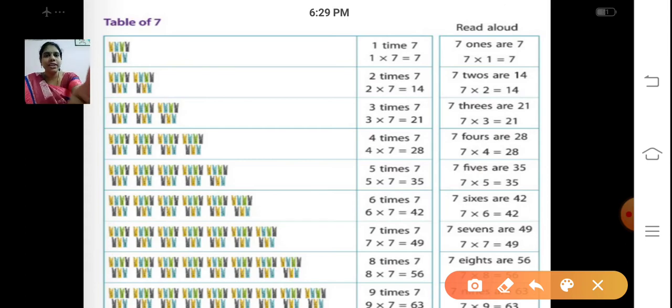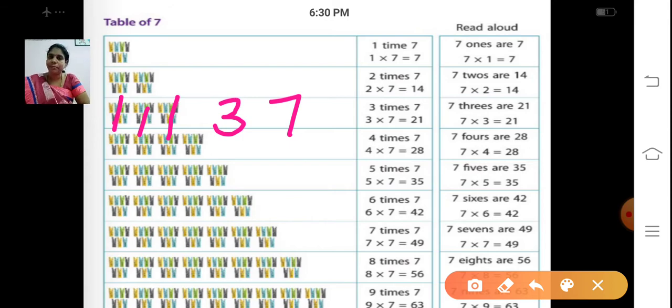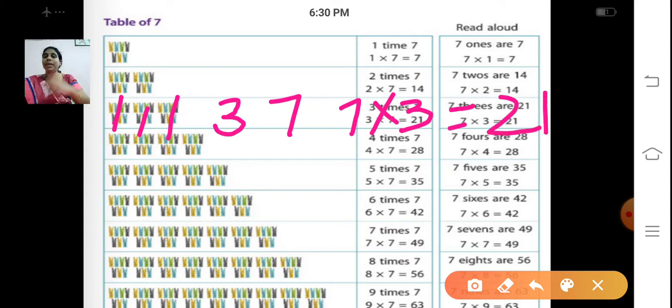Then the third one. See how many groups we have. Here we have 3 groups, right? In each group we have 7. Just count and check. So 3 times we are having 7. Add all together, 7 plus 7 plus 7. So it's 21. So 7 threes are 21. What is the meaning? You're going to add 7 plus 7 is 14. Again add one more 7. So 3 times we are going to add 7. So 7 plus 7 plus 7 is 21.